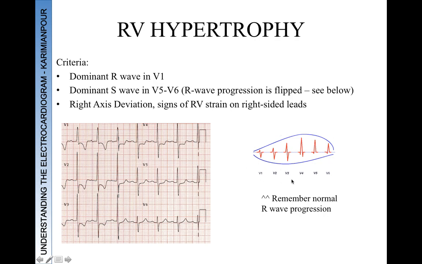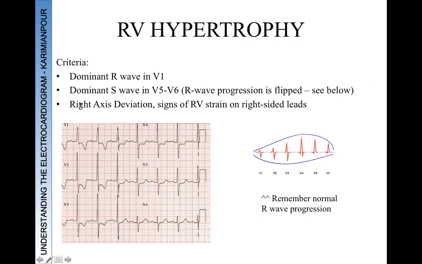So if you have RV hypertrophy and electrical current is being shifted towards the right, and the axis has now shifted towards the right because of that hypertrophy, and more voltage towards the right side, then your R wave progression is going to be flipped, if you think of it that way. So you'll see a dominant R wave in V1. You may see a dominant S wave in V5 and 6. So that R wave progression is flipped, essentially.